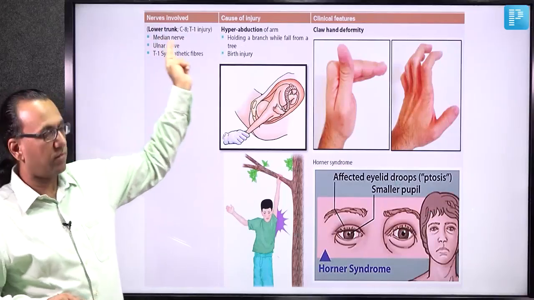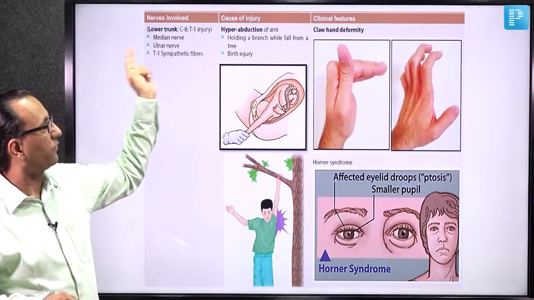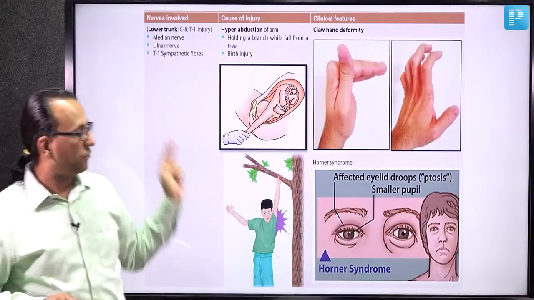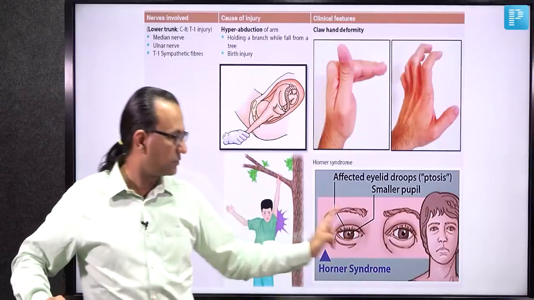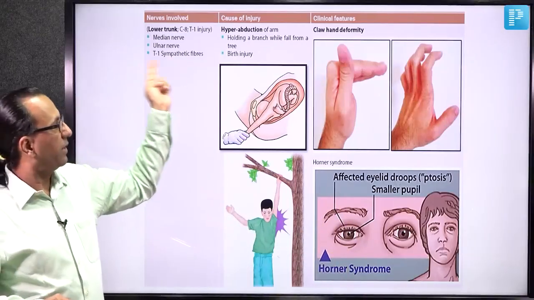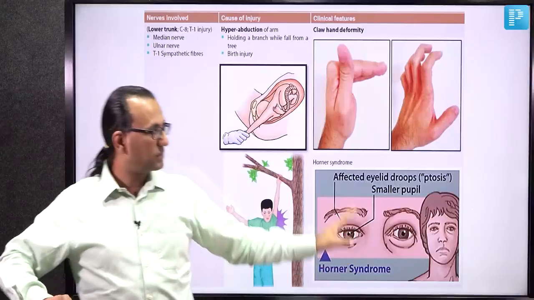That could be partial injury of median nerve and almost total injury of ulnar nerve, and also involvement of T1 sympathetic fibers, leading to some features of Horner syndrome, which is miosis and ptosis. Some muscles supplied by the T1 root value have been compromised. On the other hand, what is the etiology?